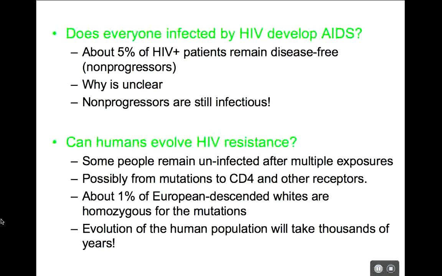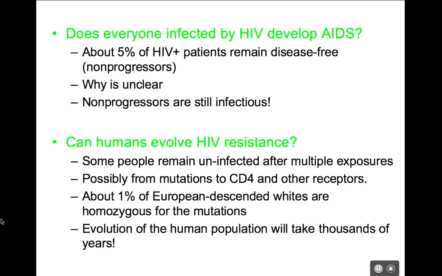Non-progressors are still infectious, of course, because they are HIV positive. They just haven't developed AIDS. So they are infectious, and the people that they infect won't be non-progressors. So it's not like it's a strain difference. Instead, it appears to be something inside of their body that's protecting them.